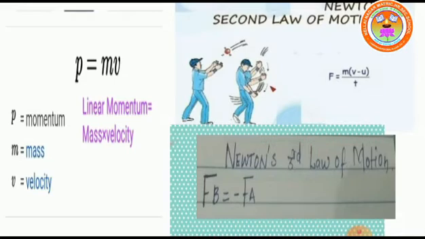So Newton's second law, F is equal to m into (v minus u) divided by t. So (v minus u) by t is the acceleration. So F is equal to m into a. That we know already. So what is Newton's third law formula? Fb is equal to minus Fa. So for every action there is an equal and opposite reaction. They always act on two different bodies. So using these three formulas we are going to derive easily the principle of conservation of linear momentum.